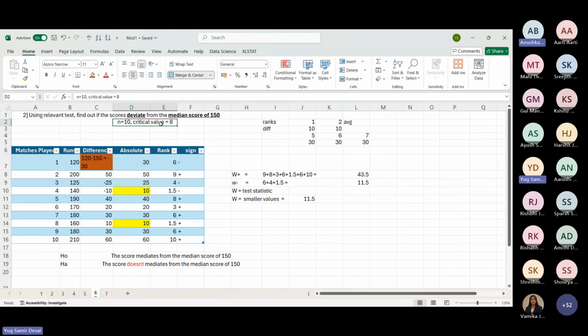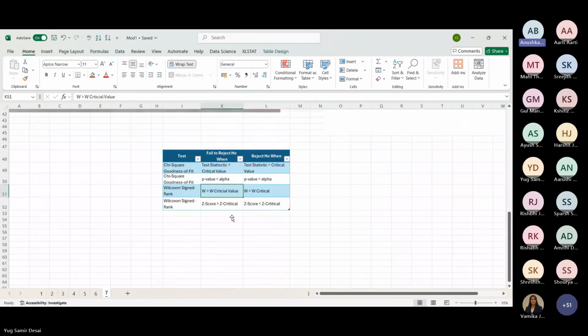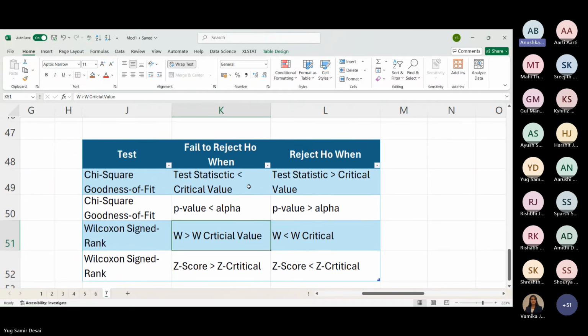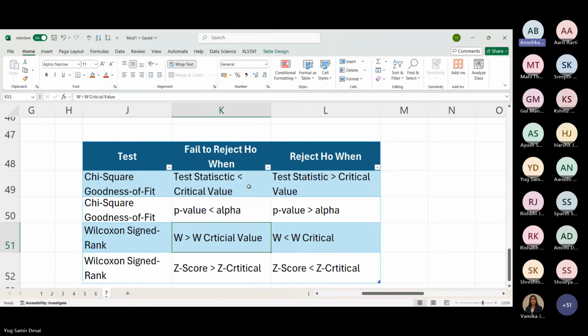So yeah, our critical value is 8. One more thing, just to confirm, for both the cases the test value should be more than the critical value, right? According to that chart, because I think you wrote it wrong there initially. So for both the cases, the test statistic should be more than the critical value. I think Sir had mentioned that it's opposite for the cases, right?